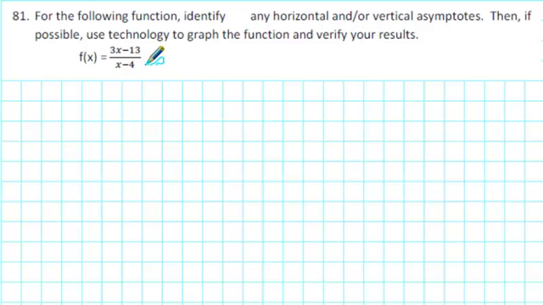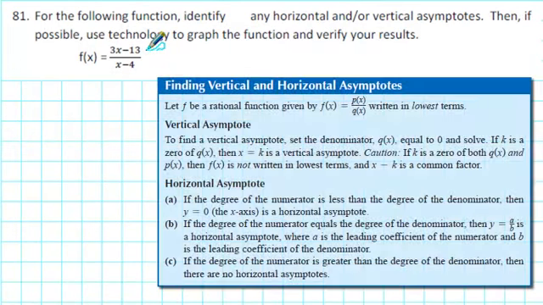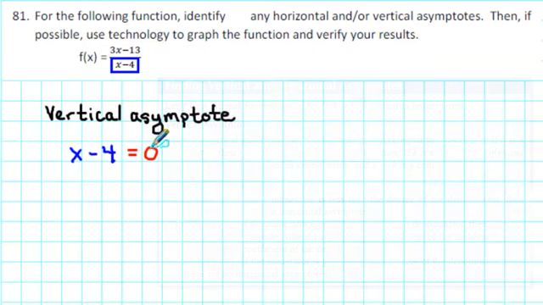Notice also that the rational function is in lowest terms. x minus 4 is not a factor of the numerator. Therefore, to find any vertical asymptotes, we can simply set the denominator equal to 0 and then solve for x. When we set the denominator equal to 0, we get x minus 4 is equal to 0. Adding 4 to both sides gives us x is equal to 4. So x equals 4 is the only vertical asymptote of this rational function.